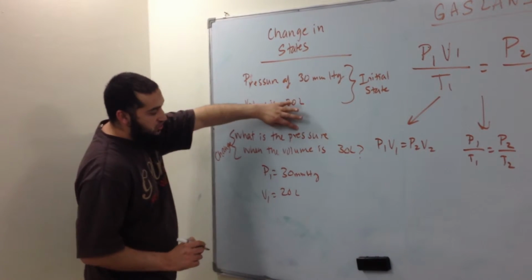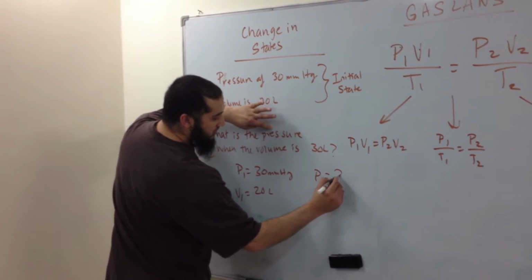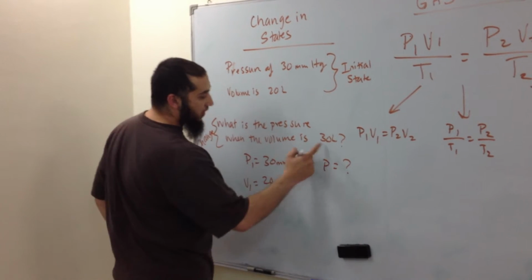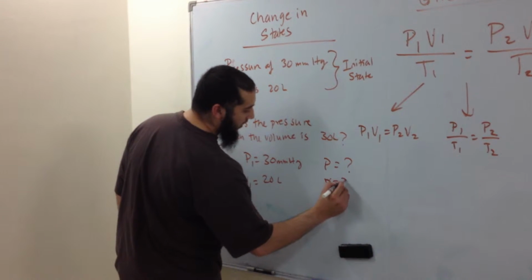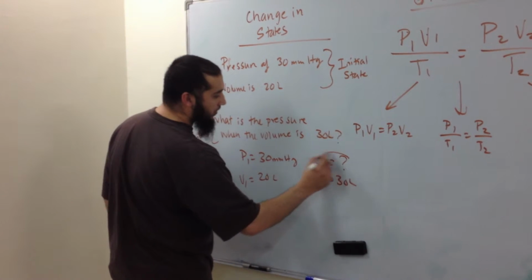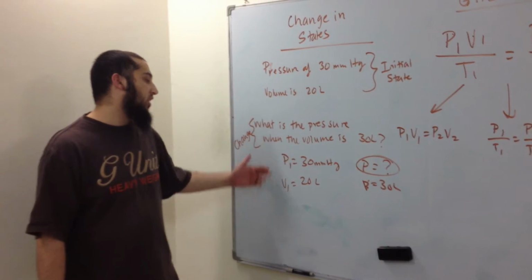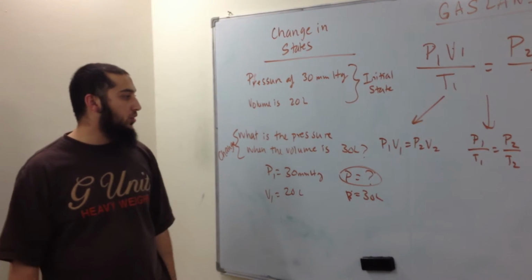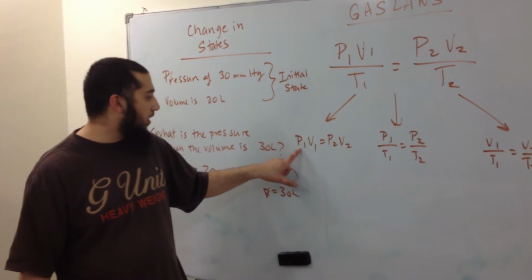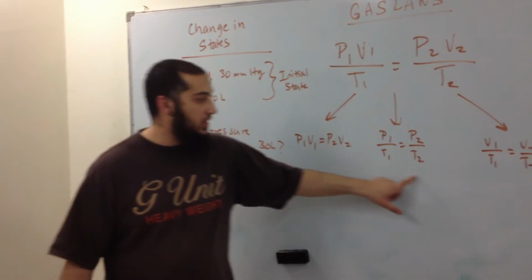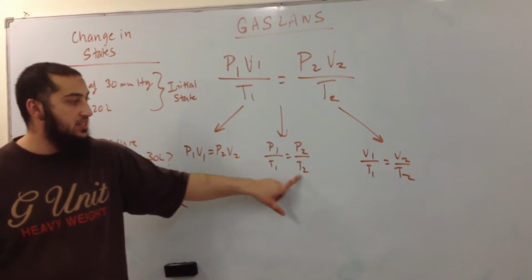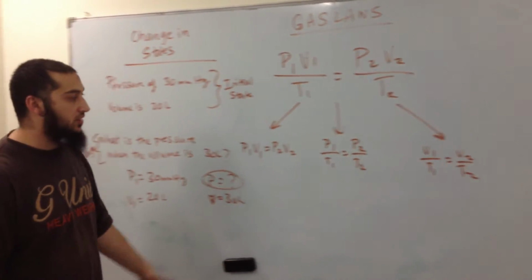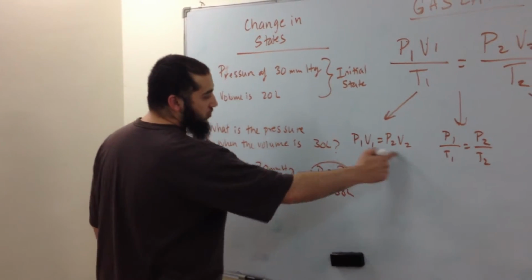Now, what is the pressure? We don't know what the pressure is, right? So this is our question mark. And the volume is now 30 liters. So what are they asking for? Pressure. They're always going to do this: they're going to give you three and leave one. So which formula are you going to use? Something with pressure and volume in it. The others aren't useful because they have temperature in them, and temperature is not involved in this situation. So we're going to just use this one right away.